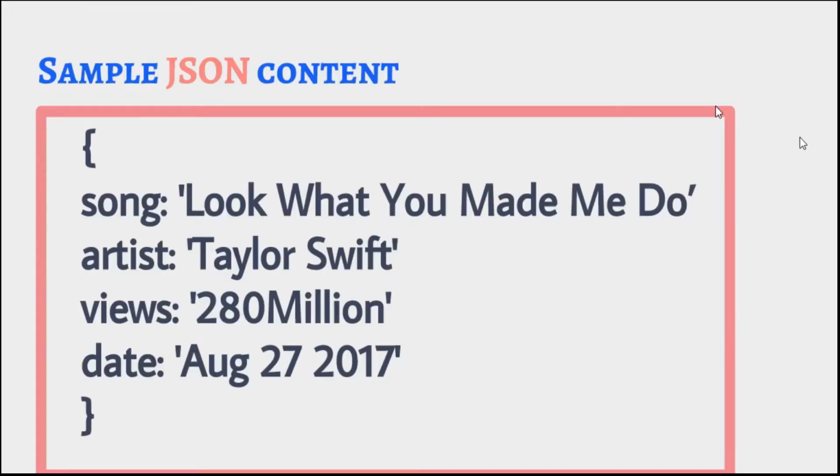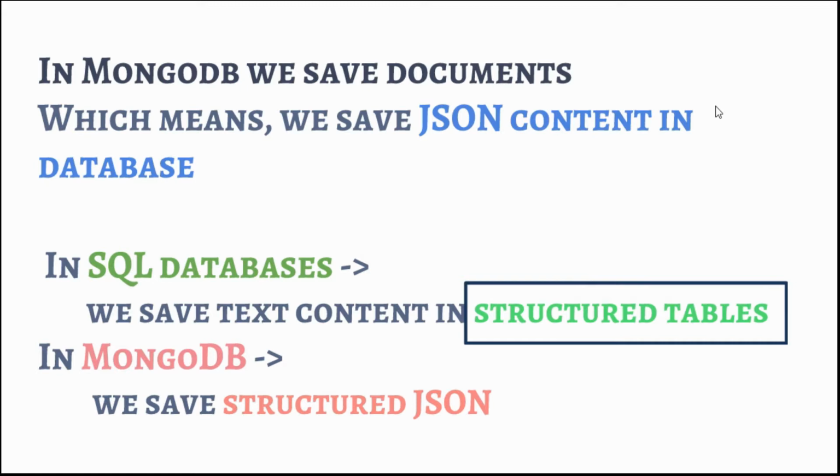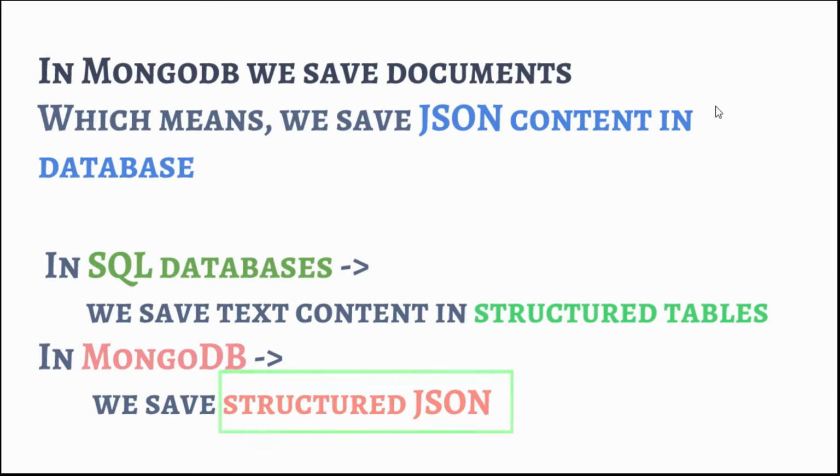So this JSON content is referred as a document in MongoDB. It's simple. In MongoDB, we save documents, which means we save JSON content in database. That's the meaning of that. In SQL databases, we save text content in structured tables. In MongoDB, we save structured JSON.